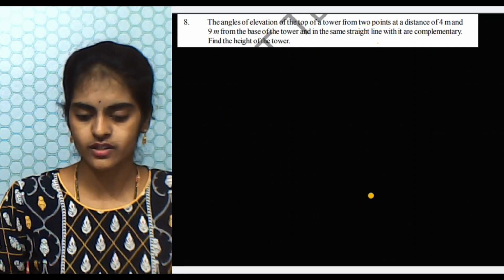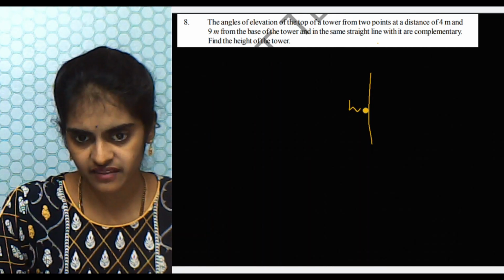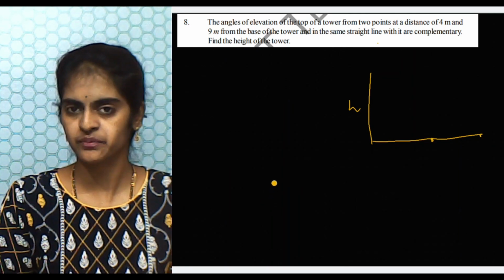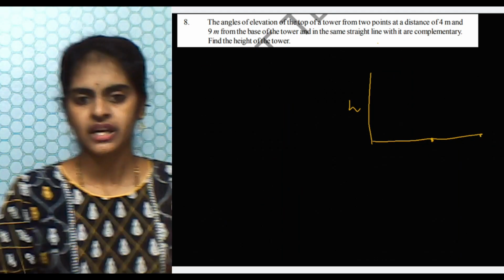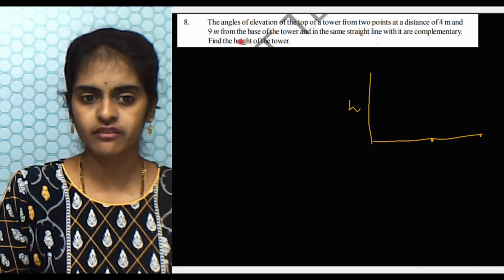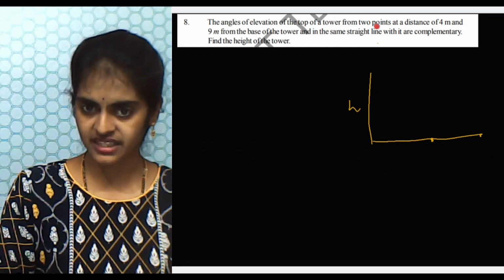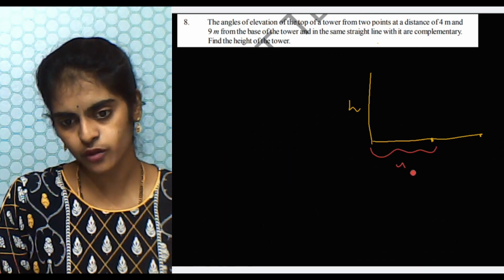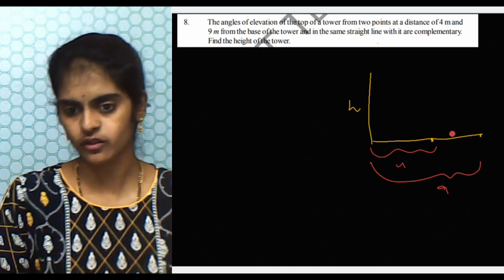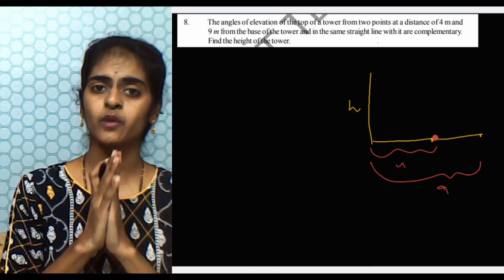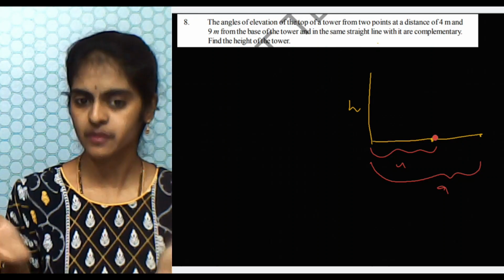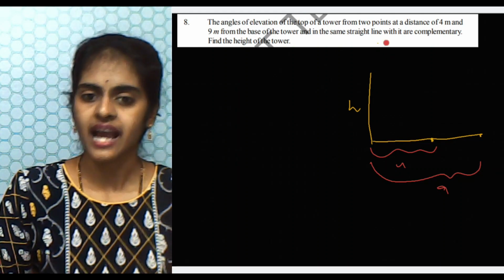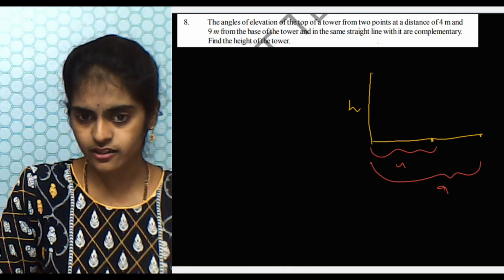straight line. Suppose you have a tower in this way. This is the tower H. So you have 2 points. Here is one point and you have another point here. All these should be straight lines. So this distance is 4 meter and this distance is 9 meter. First point is 4 meter away from the tower and second point is 9 meters away from the tower, and they are in the straight line. So the angles of elevation you have to see and they are complementary.